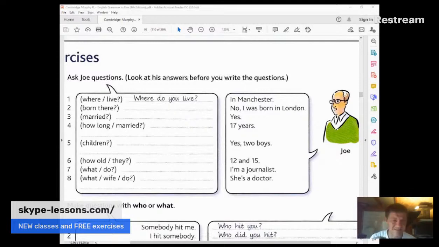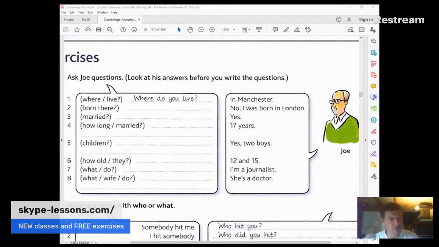The preposition in everyday English goes at the end of the question. It doesn't go at the start. In old-fashioned English, you do often see "with whom do you live?" But in modern English, everybody says, "who do you live with?" and puts the preposition at the end. Same with any other preposition.